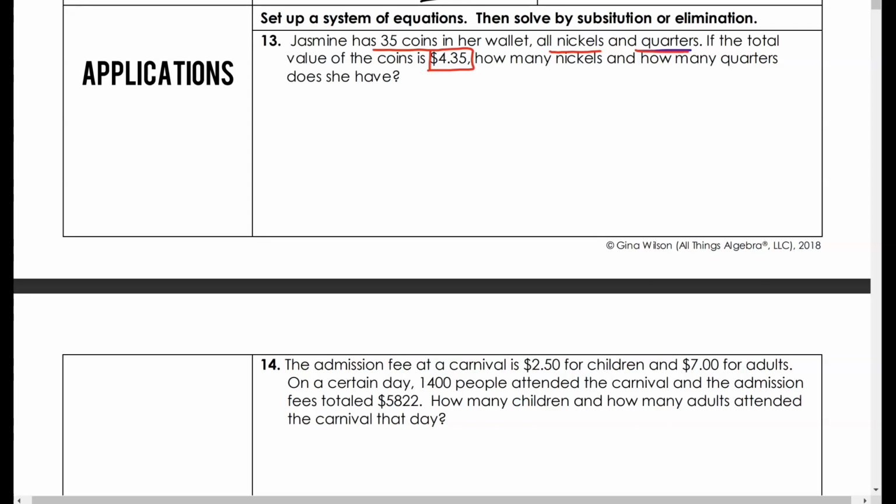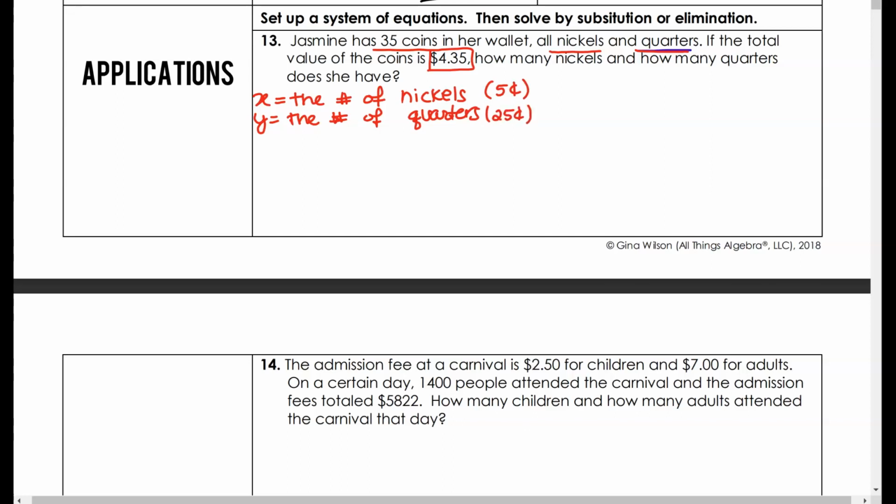So we're going to start off by identifying our variables. X is going to represent the number of nickels, and Y will represent the number of quarters. So recall that nickels are 5 cents and quarters are 25 cents.